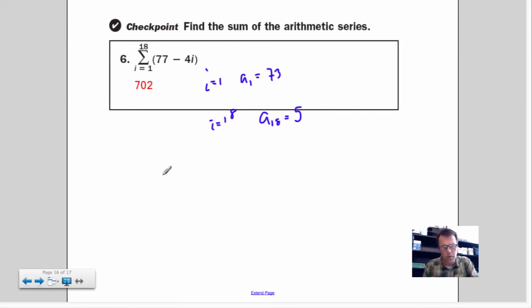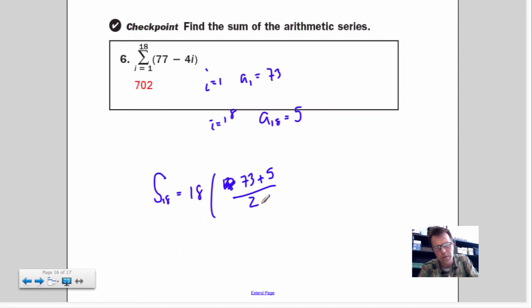And then you would use the formula. So the S18, I should have prepped this, I apologize, is 18 parentheses, take the first term, first term was 73, add to the 18th term, which is 5, divide by 2. Sorry for the messy writing. And then again, use your calculator, figure it out. Nice job.